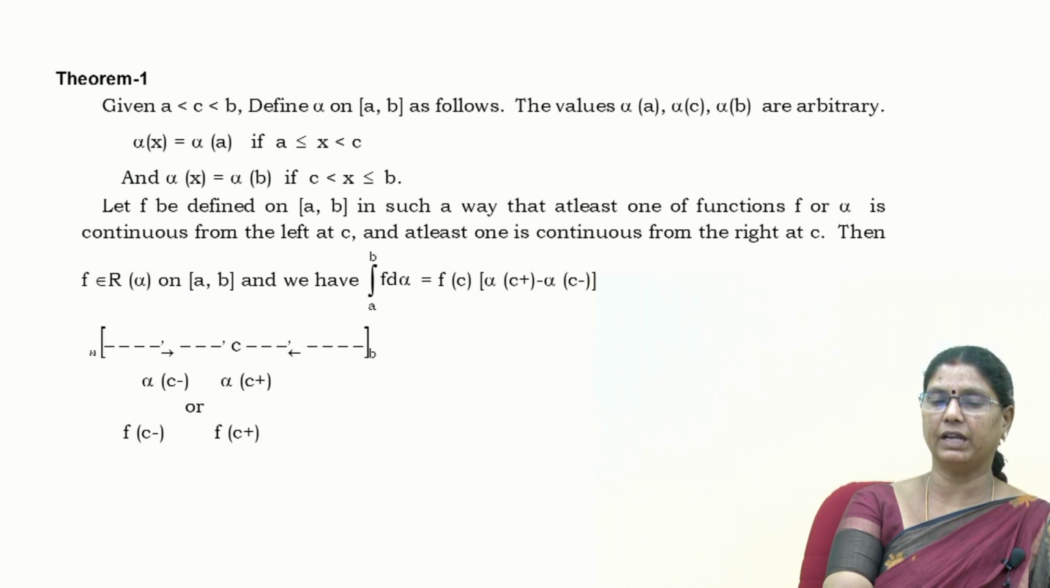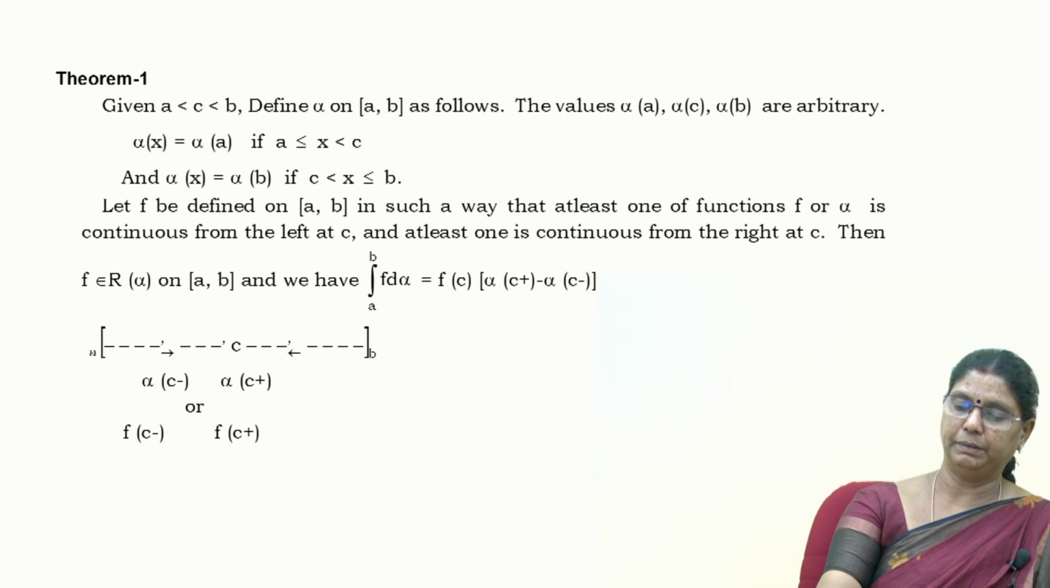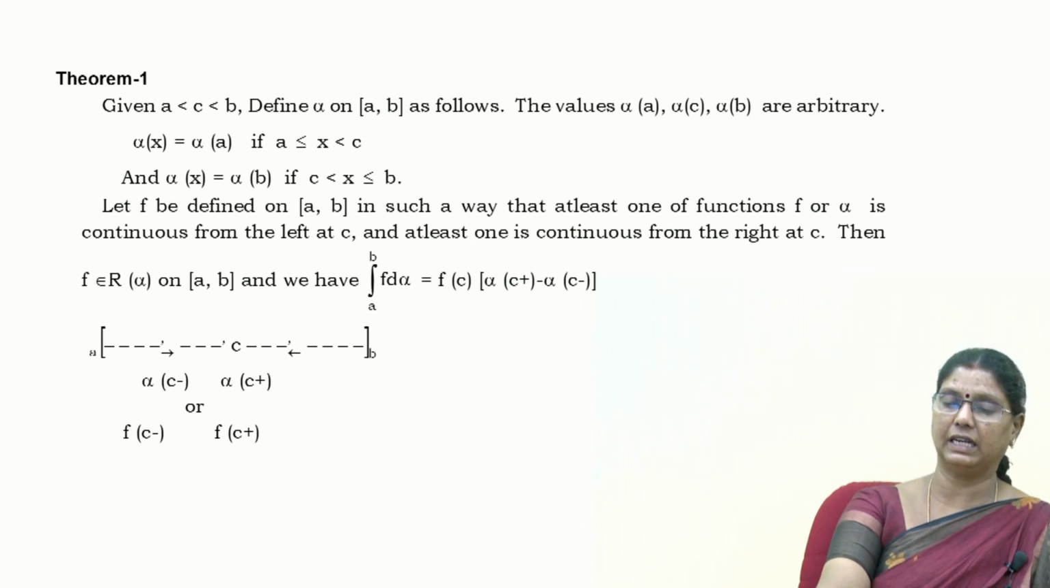Let f be defined on the closed interval [a, b] in such a way that at least one of the functions f or alpha is continuous from the left at c and at least one is continuous from the right at c. Then f belongs to R(alpha) on the closed interval [a, b], and we have integral from a to b f d alpha equal to f(c) into [alpha(c+) minus alpha(c-)]. So, here the pictorial representation is given for the right hand limit and the left hand limit for both f and also alpha.